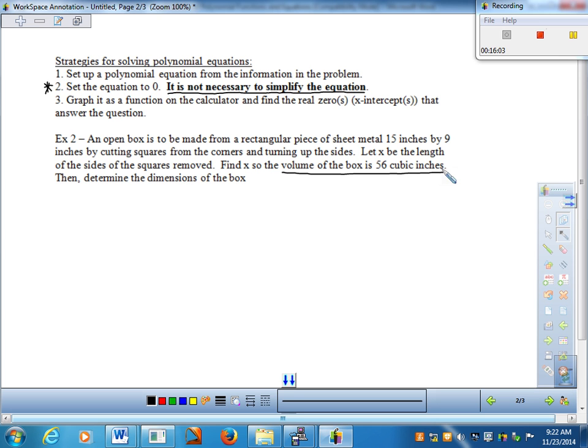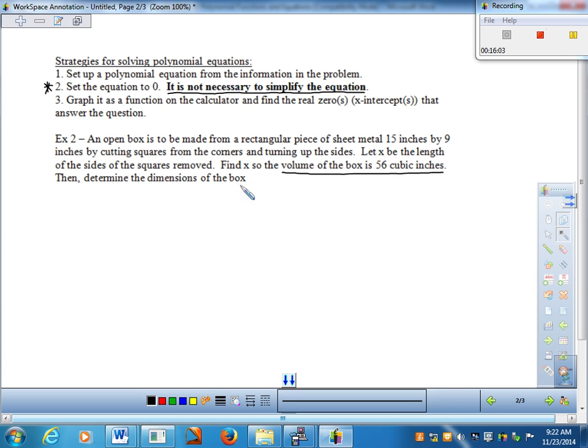We've done domain and range with this type of scenario. We've done maximizing with this type of scenario. Now what we're going to do is solve it as just a single equation. Volume is 56 cubic inches. And then we'll take one more step and determine the dimensions of the box.